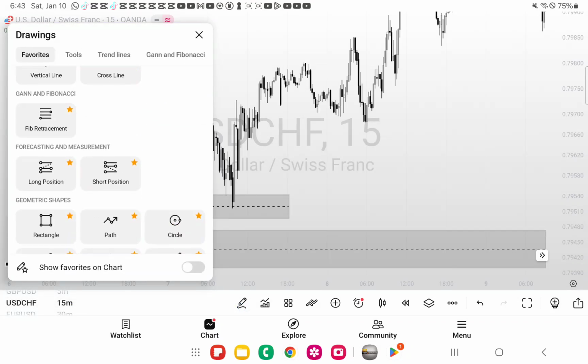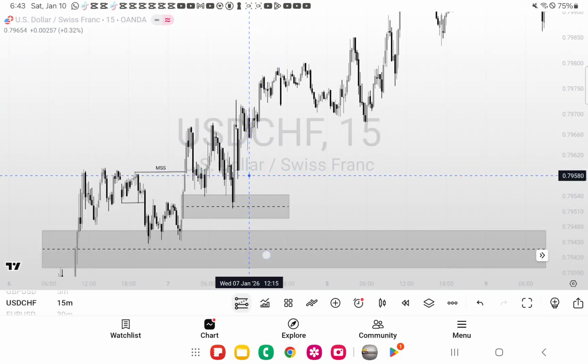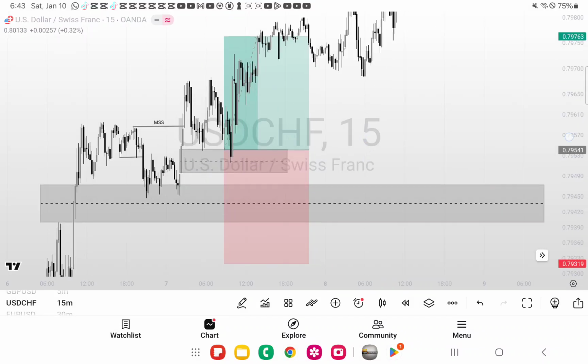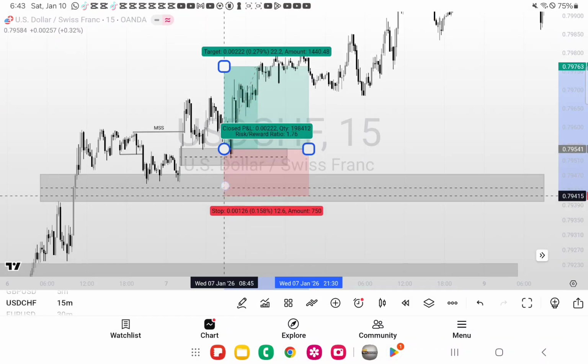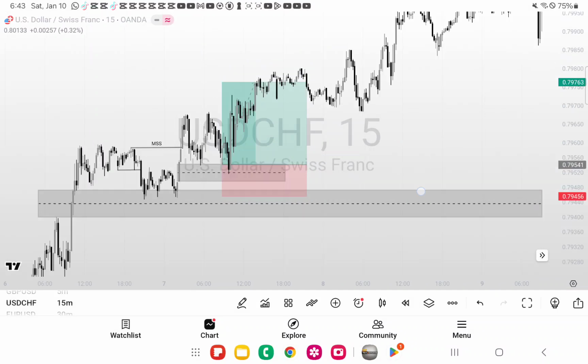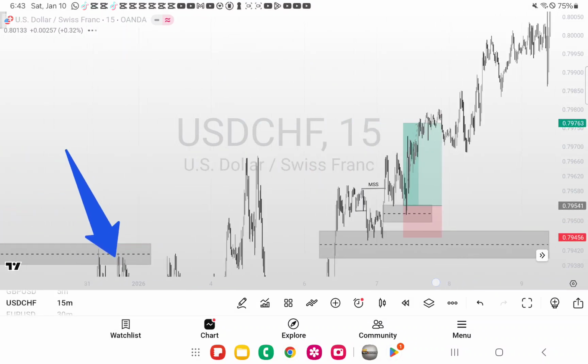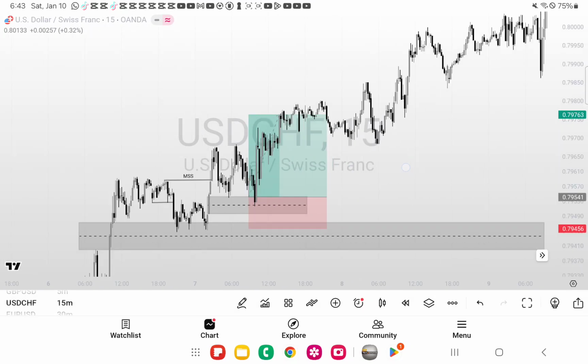Once you see something like this, you just need to put your pending order here and put your stop loss below. You put your stop loss somewhere around here, right? And target the next high, right?